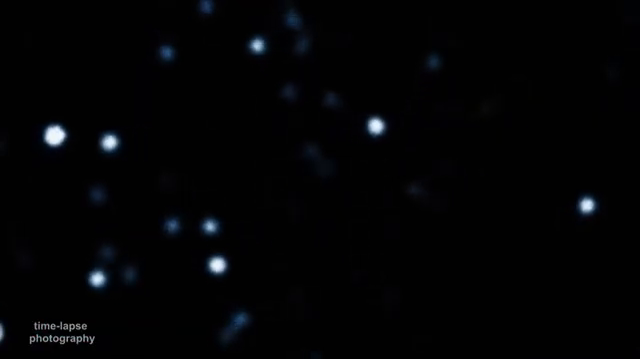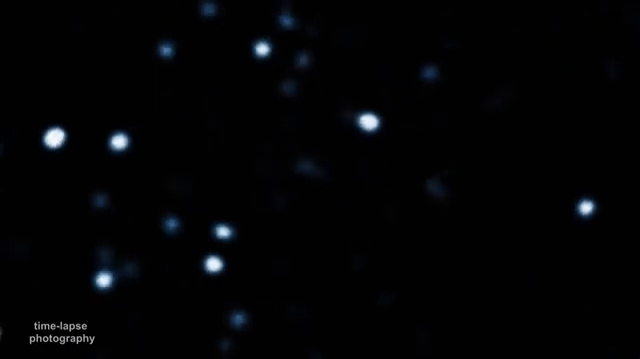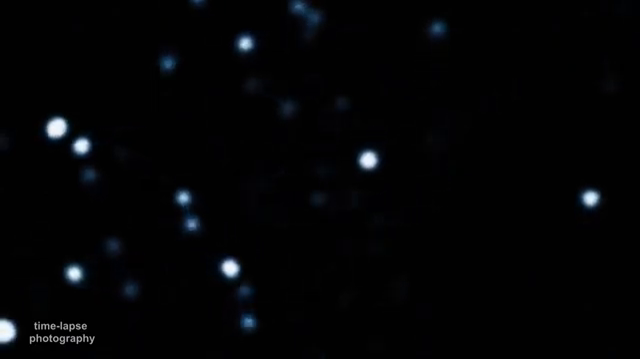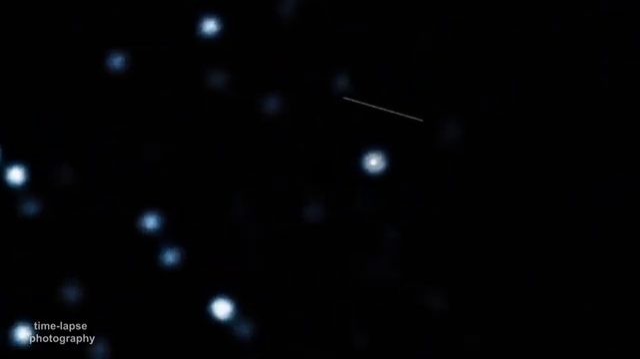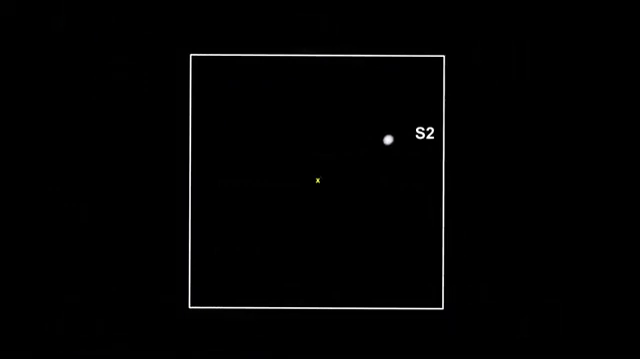But when we look at this point, we don't see anything. This was strong evidence that Sag A star was a black hole, because stars are known to be unstable at much smaller masses. The star S2 is of particular interest because it passes closer to Sag A star than any other.